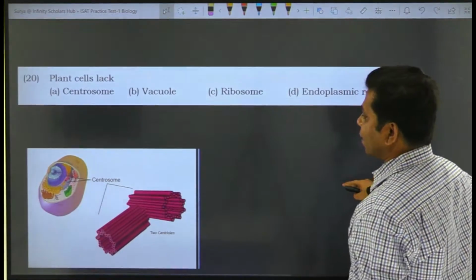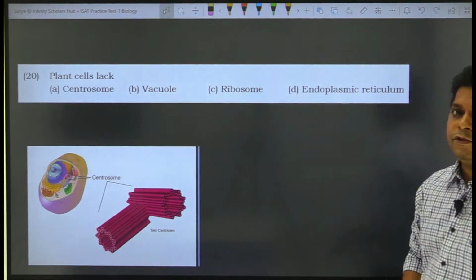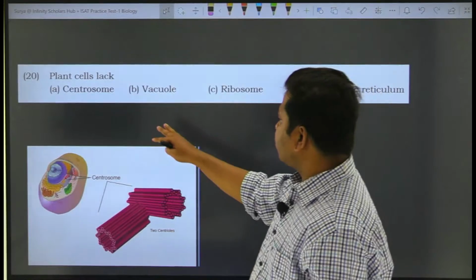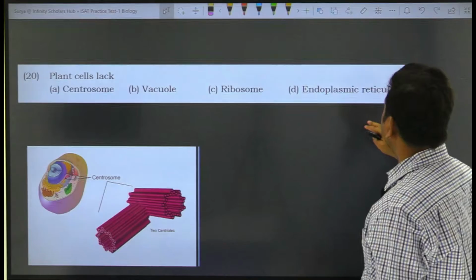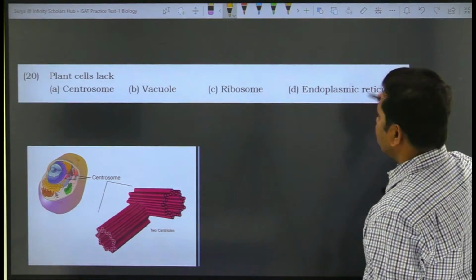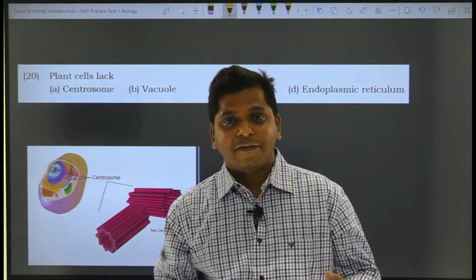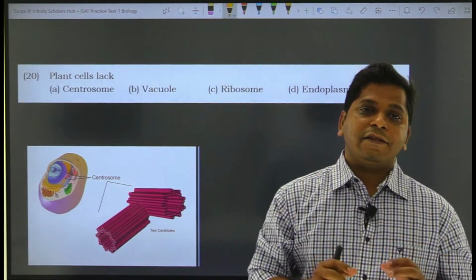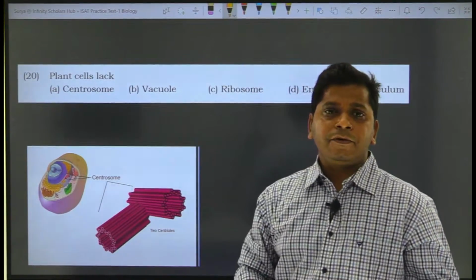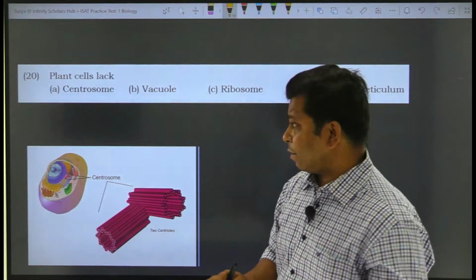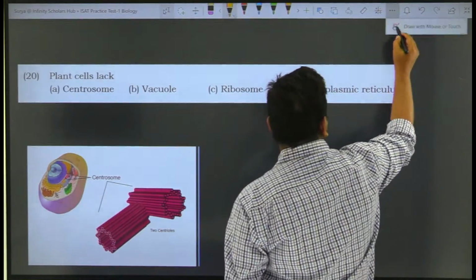Plant cells lack. Okay. So there are certain organelles which are given as choices: centrosome, vacuole, ribosome, endoplasmic reticulum. We have already discussed about vacuole, that plant cells contain a large vacuole, because they want to store a large amount of reserve food material and cell sap. Okay. So, vacuole is therefore a key organelle present in the plant cell. Okay. So, then this option is going to be ruled out.